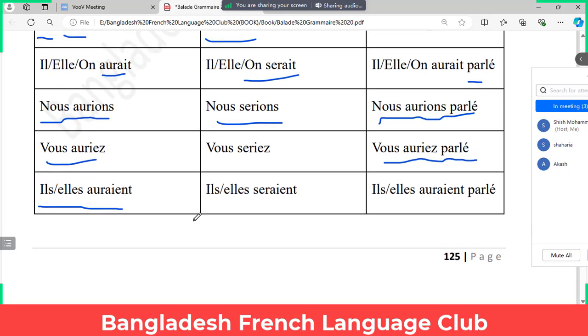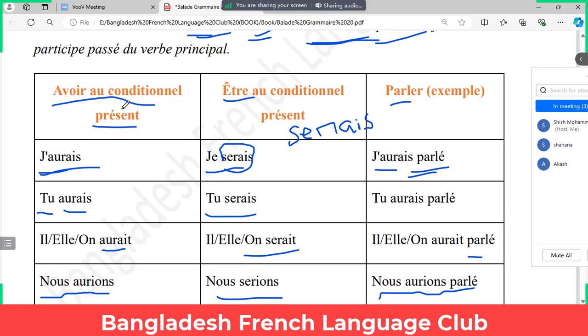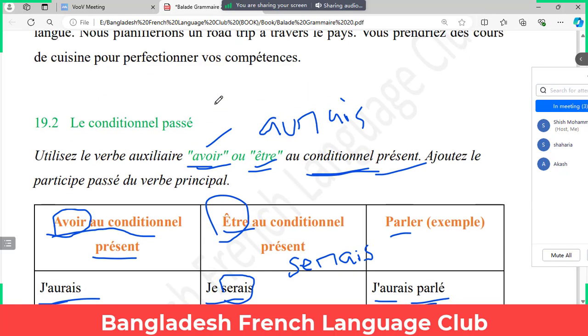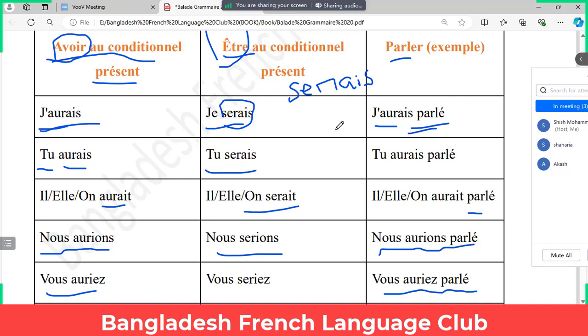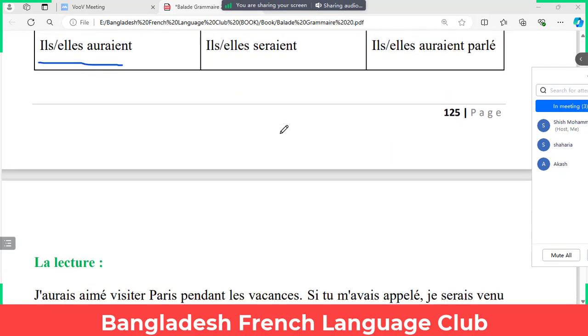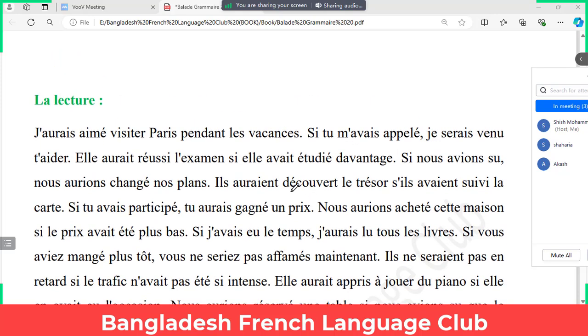Clear, monsieur? So first, please conjugate avoir and être in the present conditional, and then add the past participle form of the principal verb. Is it understandable? Yeah. Okay, let me see.